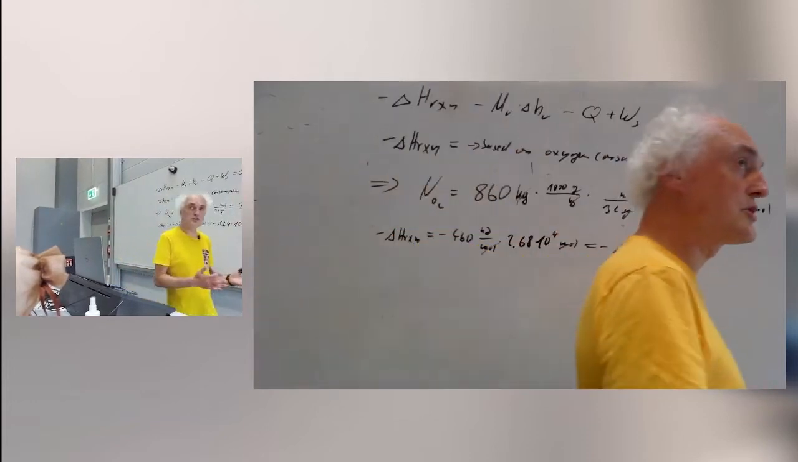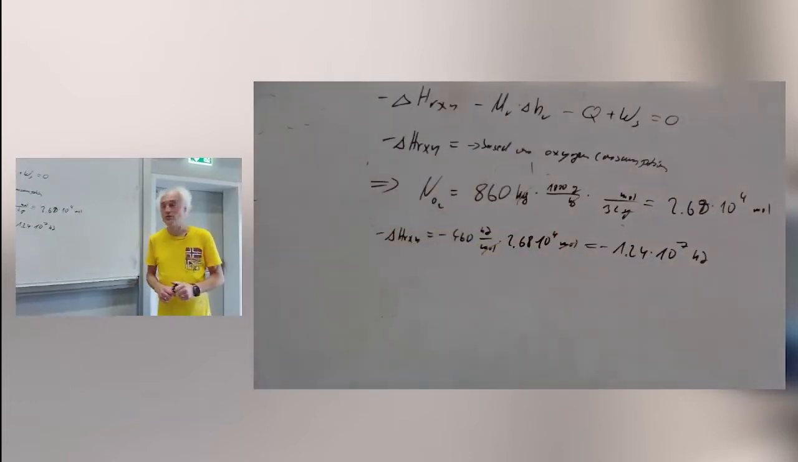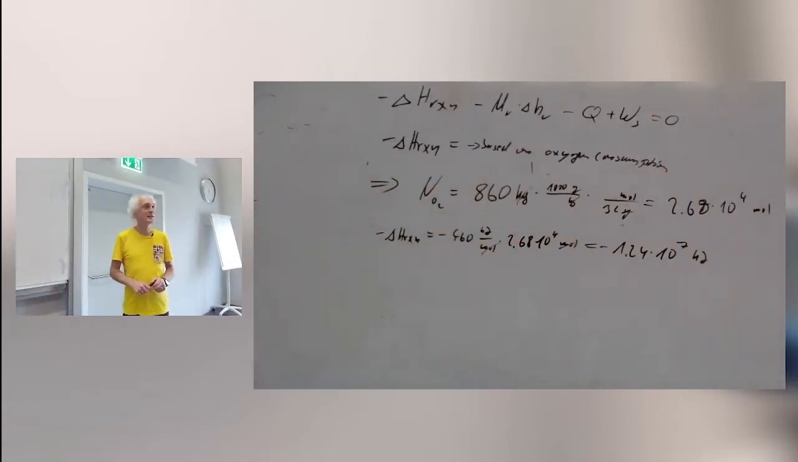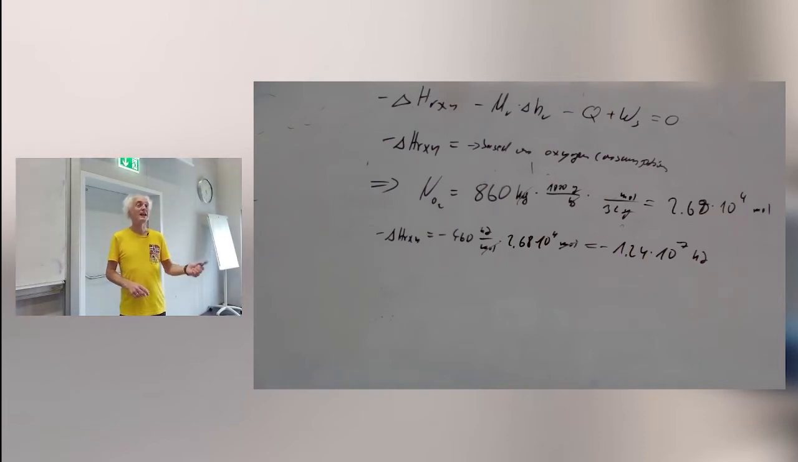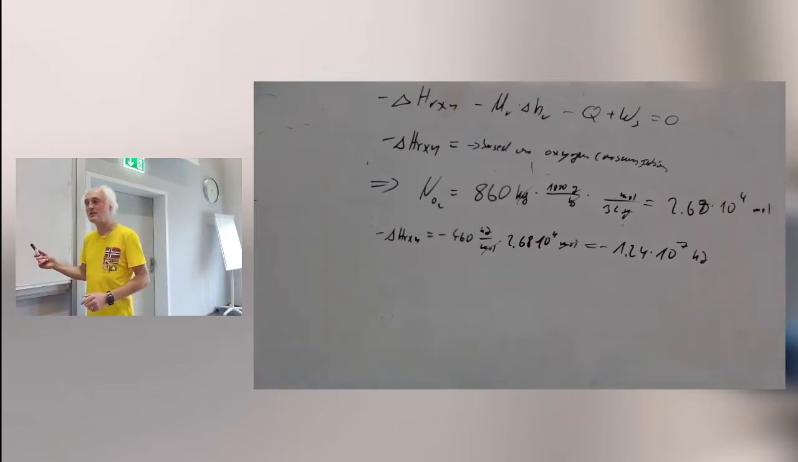1 mole oxygen provides minus 460 kilojoule. Remember, because 4 electrons are transferred, 1 mole of electrons transferred is minus 115 kilojoule. So that was where it came from. Okay, so this is our delta H reaction.